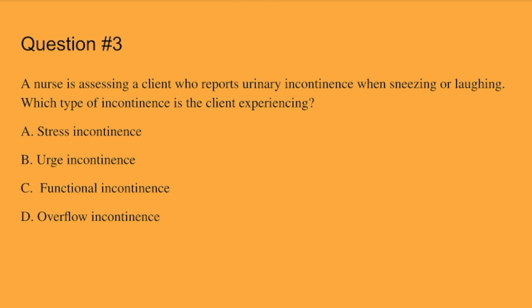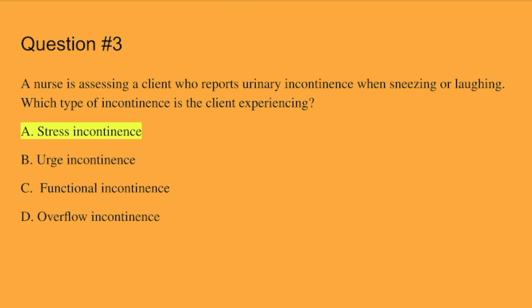Question 3. A nurse is assessing a client who reports urinary incontinence when sneezing or laughing. Which type of incontinence is the client experiencing? The correct answer here is A, stress incontinence. This is pressure-based leakage. So B is urge incontinence, and that's a sudden, overwhelming need to go.